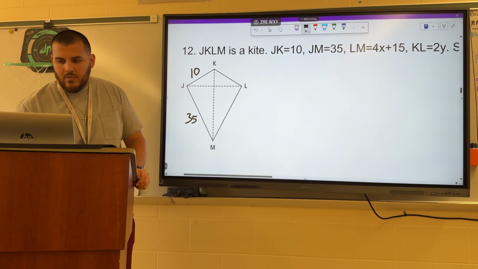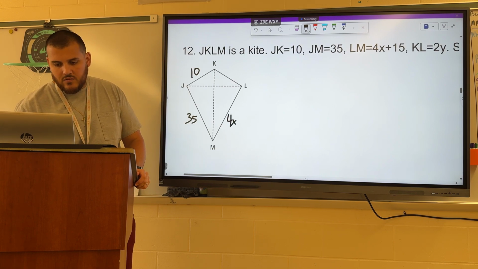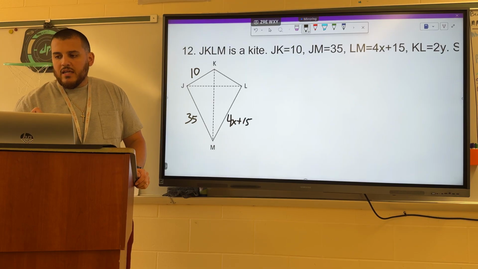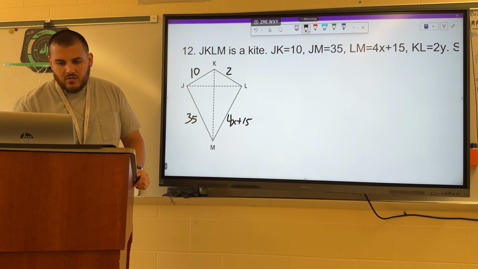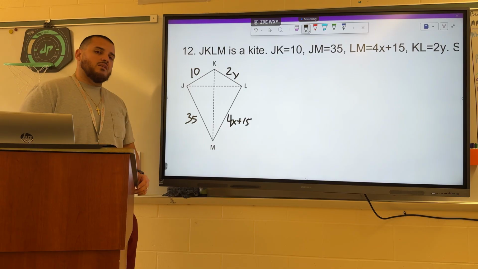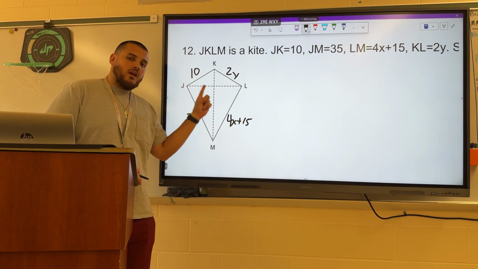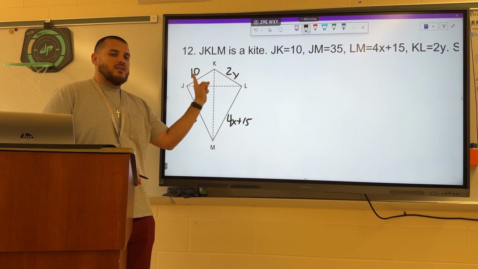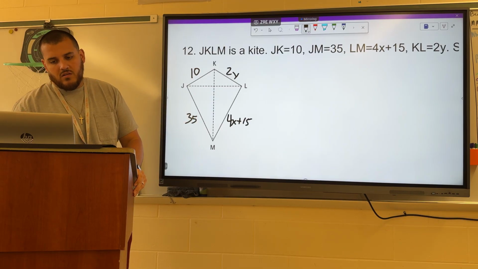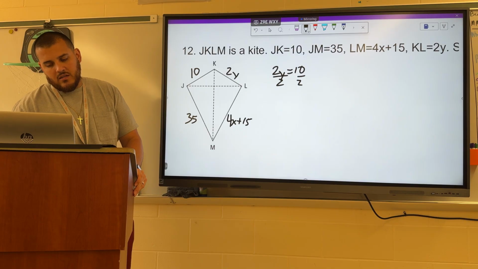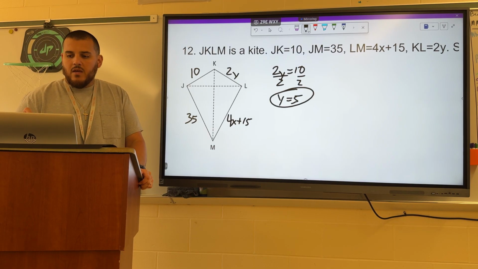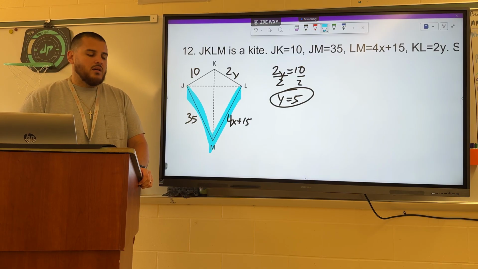So LM is 4x plus 15, so 4x plus 15 goes here. KL is 2y, so 2y goes there. And again, as we discussed, opposite sides are not congruent in the kite, it's the consecutive sides that are congruent. So these have to be equal here. 2y has to equal 10, nice and easy, divide by 2 to get that y is 5 units long in this example.